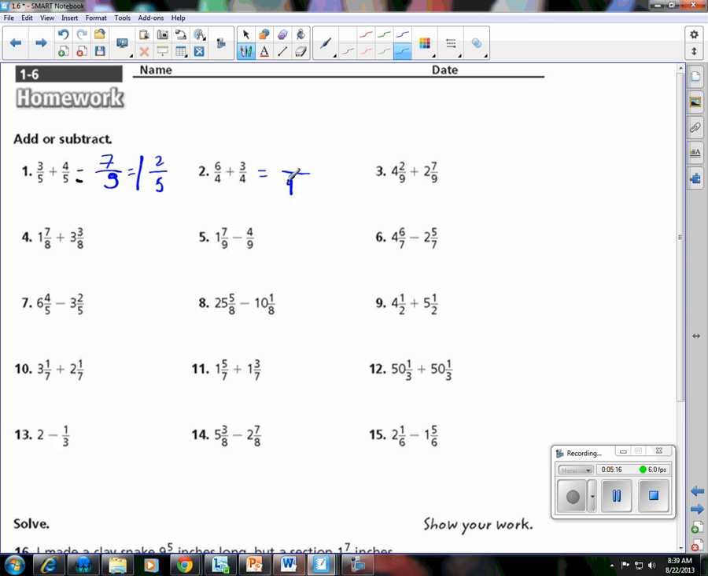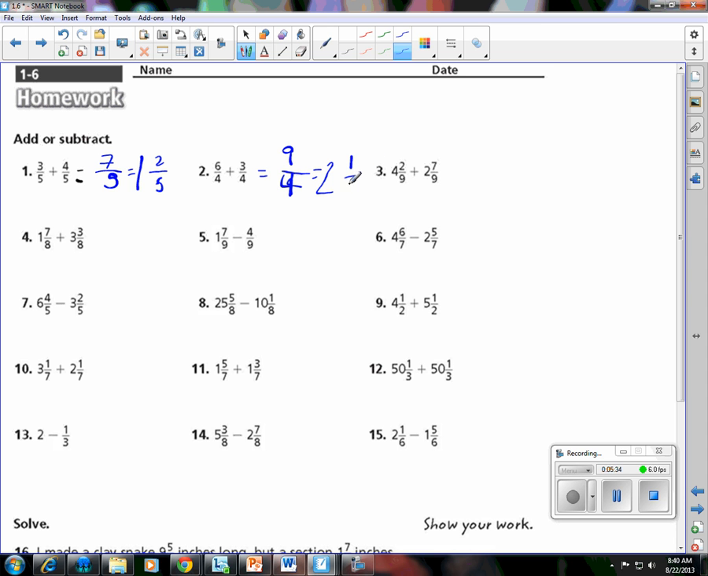6 plus 3 is 9, and I know my 4 kind of looks like a 9, so let me make that more clear for you guys there. Okay, how many 4s can I pull out of 9? Because I have an improper fraction, I can take 2 out, right? What's left over? 1/4, right?